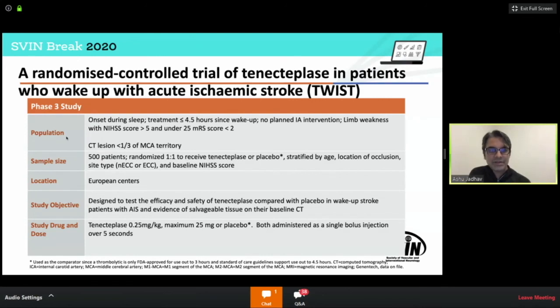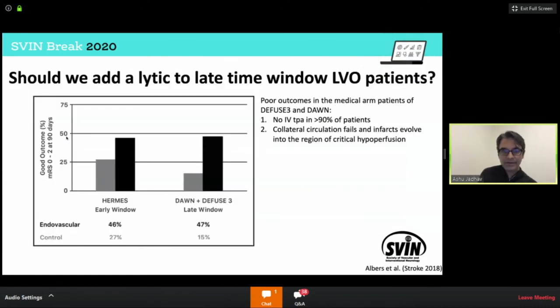So this is the TWIST study, which is looking at 0.25 milligrams of tenecteplase in patients who present based on just CT alone without a large core, and they're being randomized to tenecteplase versus placebo. So this is being done in Europe. I think one of the questions that really many of us are interested in is is there benefit of lytics beyond just thrombectomy in the late time window?